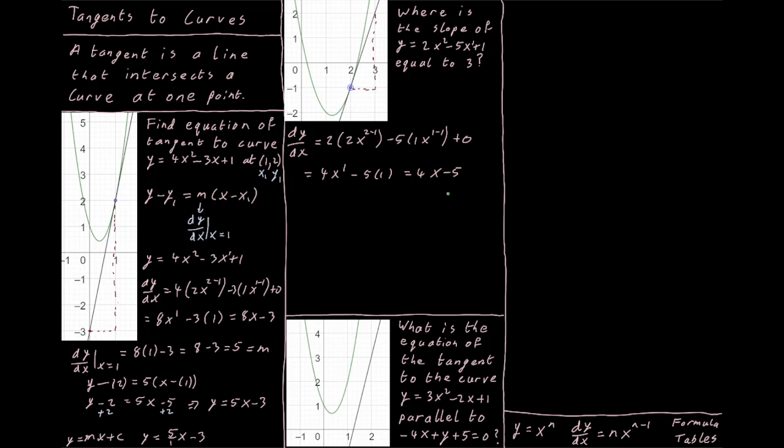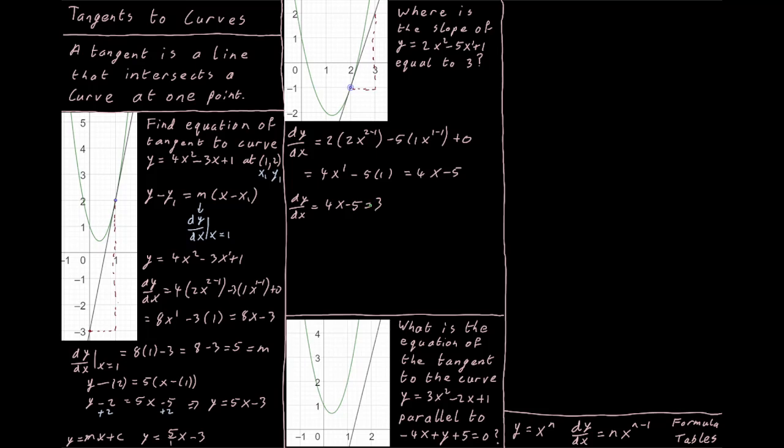Now that's the slope for any value of x, because our green curve always has a changing slope depending on our x value. We want to know, when would our slope be equal to 3? Well, if this is the slope function, our rate of change function, I want to know when that's equal to 3.